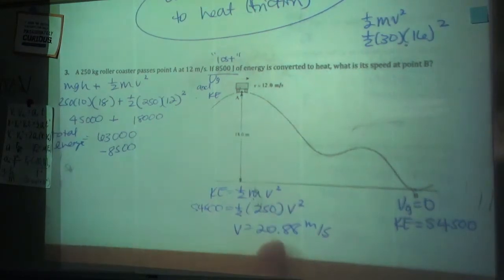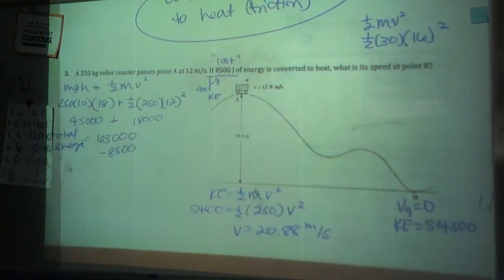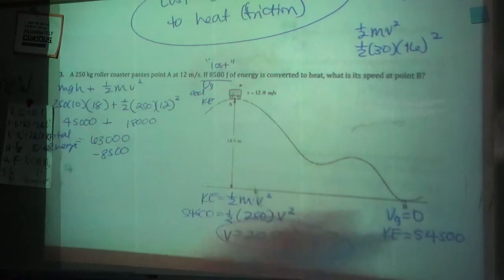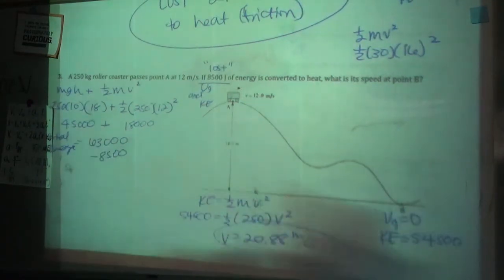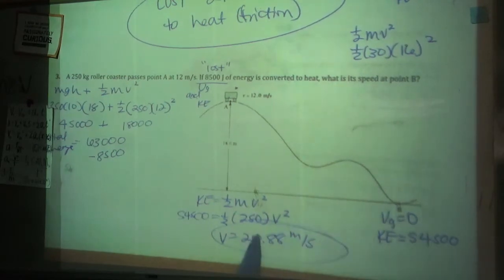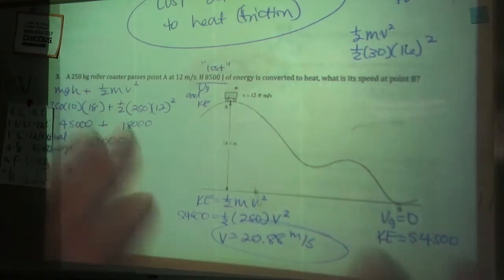You should be getting 20.88 as your velocity here, which is slower than if there had been no friction loss. Because if there was no friction loss, then your kinetic energy would just be the total right here, in which case the velocity would have been 22 point something. So I lost some of that kinetic energy, which means it's going a little slower than if there was no friction.